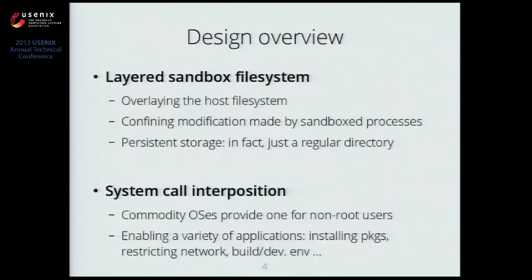Mbox consists of two components, the layered sandbox file system and system call interposition. The layered sandbox file system protects the host file system by overlaying it so that it can confine all modifications made by the sandboxed processes. The layered sandbox file system is persistent storage, in fact just a regular directory in the host file system. When the sandboxed application terminates, the user has complete control over it, such as checking their content and copying back to the host file system.